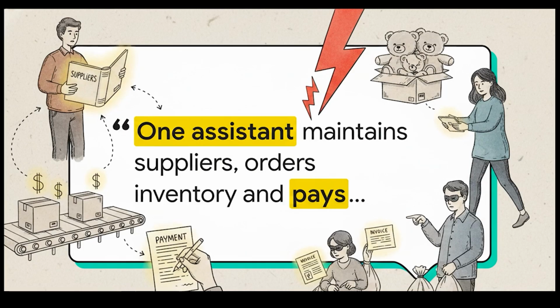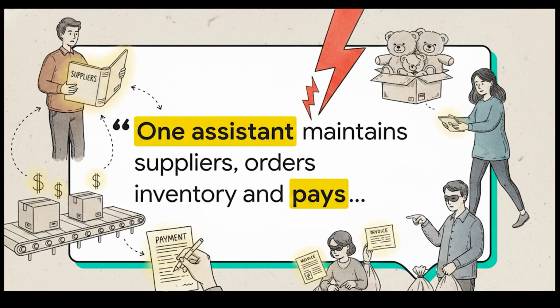Now flip the script. Let's look at a complete control failure. In the Bears World scenario, the text points out this little gem. One assistant maintains suppliers, orders inventory, and pays. The other receives orders and dispatches cuddly toys. Do you spot the huge red flag there?